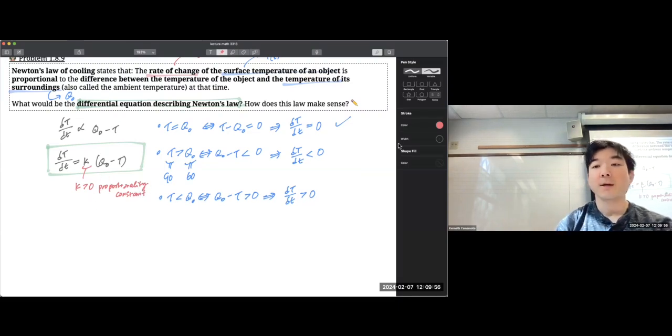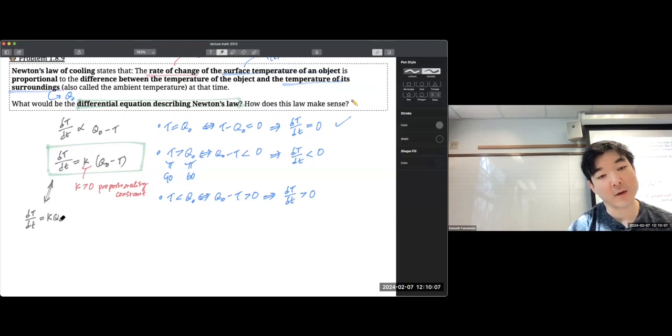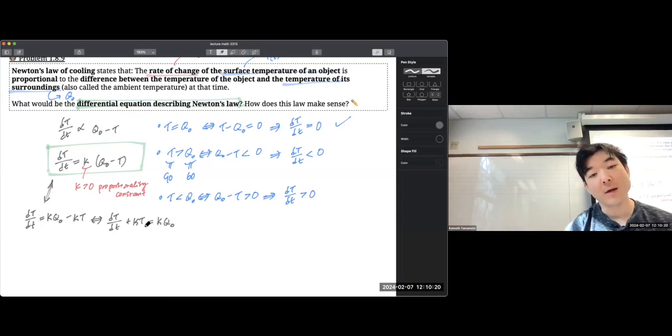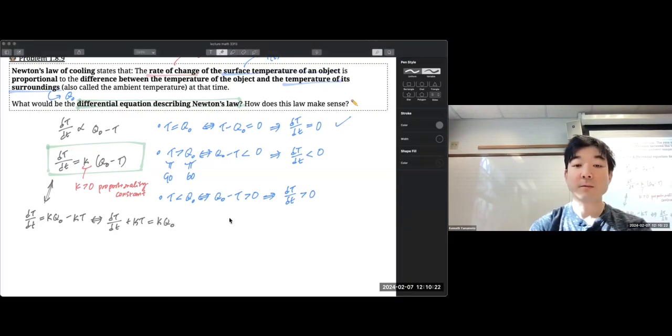So you can write this in standard form. So let's just do that. We'll just say this dT over dt is equal to K Q naught minus KT. What's our unknown? Our unknown is our capital T. So you could shove that onto the left-hand side and you get dT over dt plus KT equals K Q naught. This is the so-called standard form.